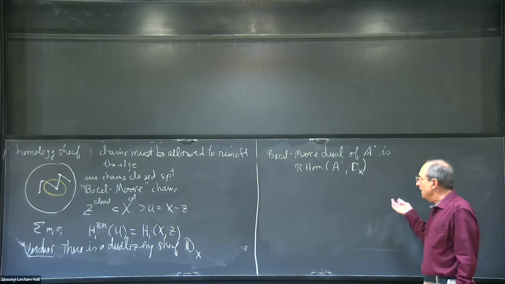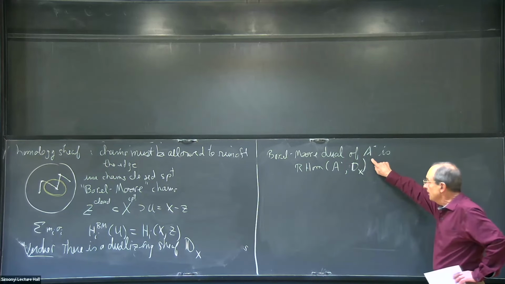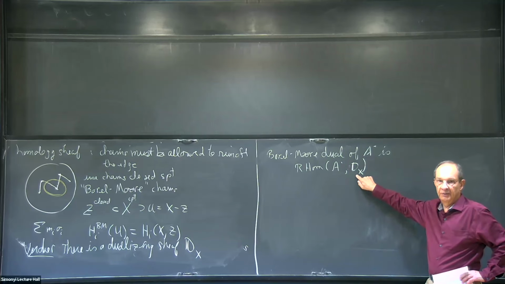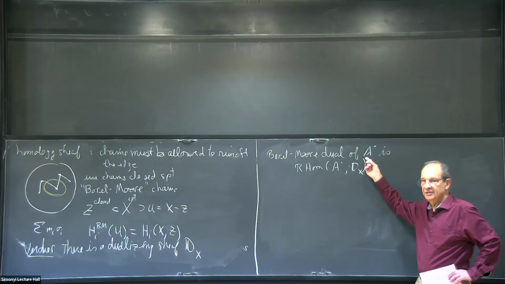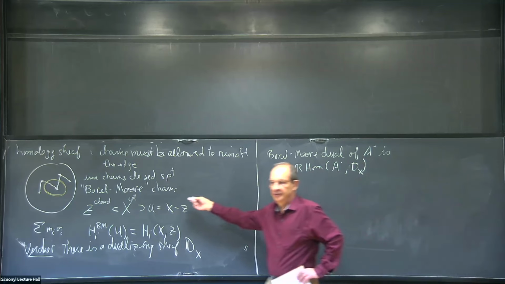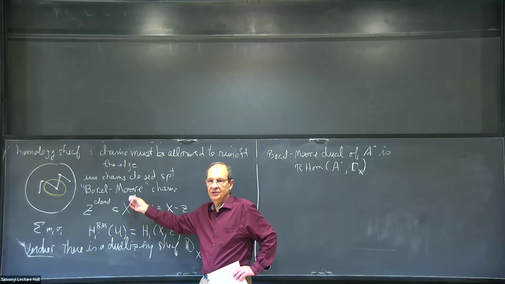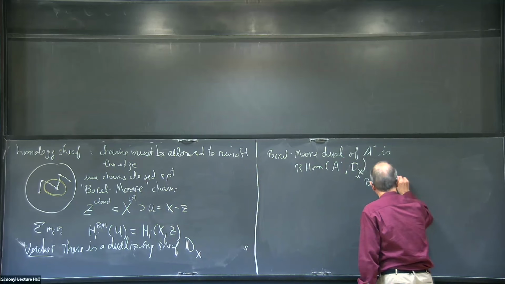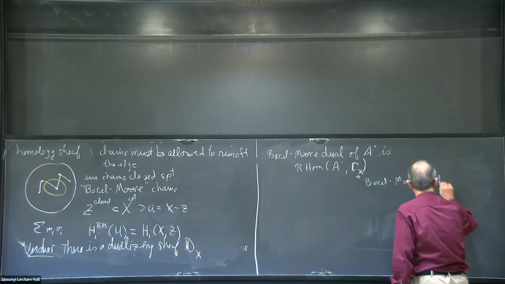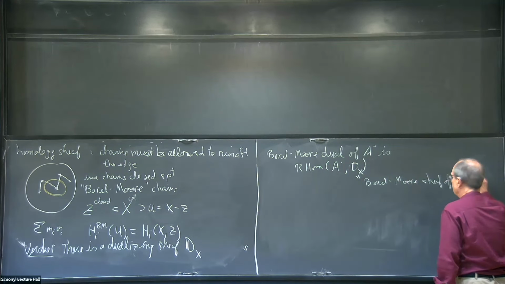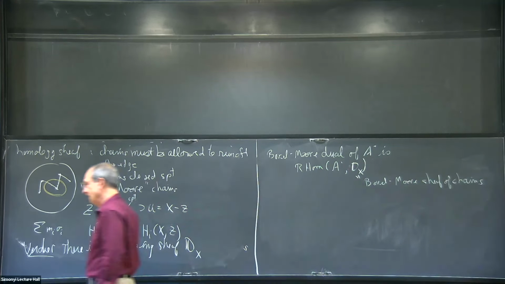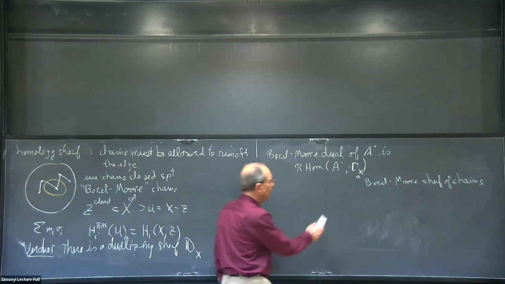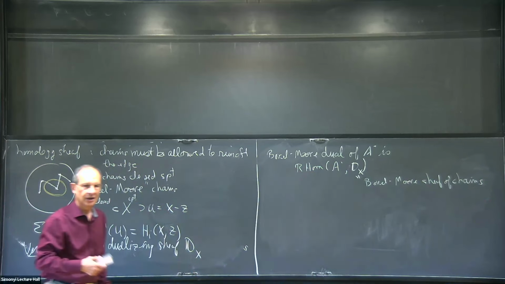We can see what it has to be, because if you start with a constant sheaf, then its dual has to be Hom of the constant sheaf into the dualizing sheaf, which is the dualizing sheaf. But the dual of the constant sheaf is the homology sheaf. So the Borel-Moore homology sheaf is the dualizing sheaf, the Borel-Moore sheaf of chains. That's a piece of magic, which is one of the great mysteries of the universe. Why is it that the dualizing sheaf is the homology sheaf?